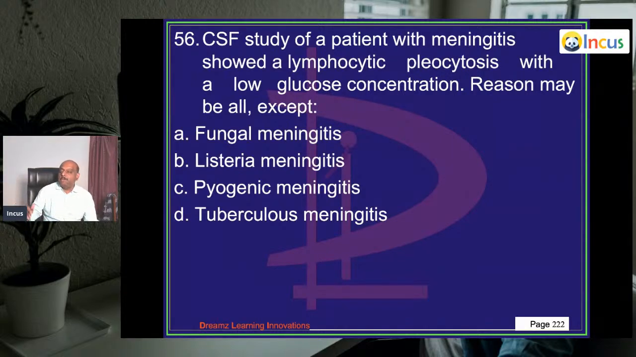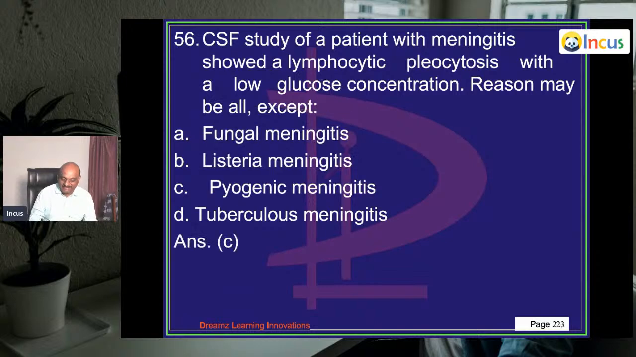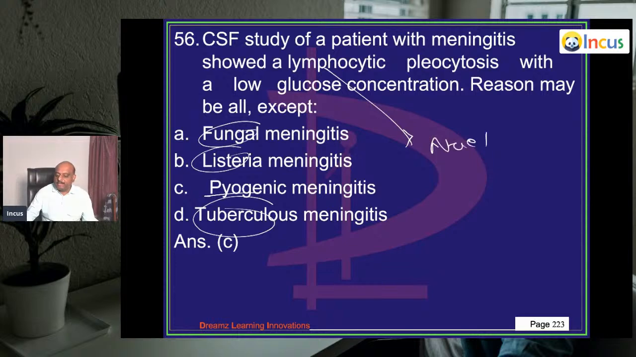There's a lymphocytic pleocytosis but a low glucose concentration. Where do you see? Fungal, listeria, TB meningitis, etc. But pyogenic will cause low glucose, but neutrophilic pleocytosis, not lymphocytic.